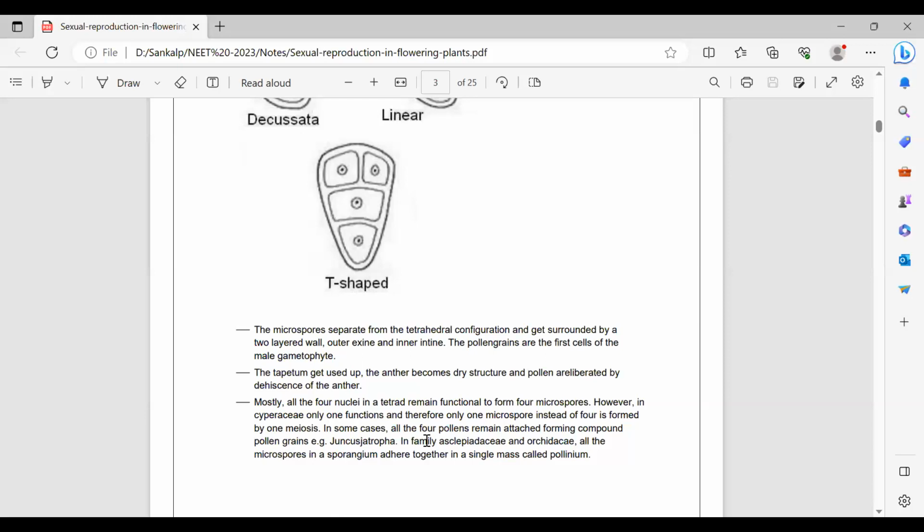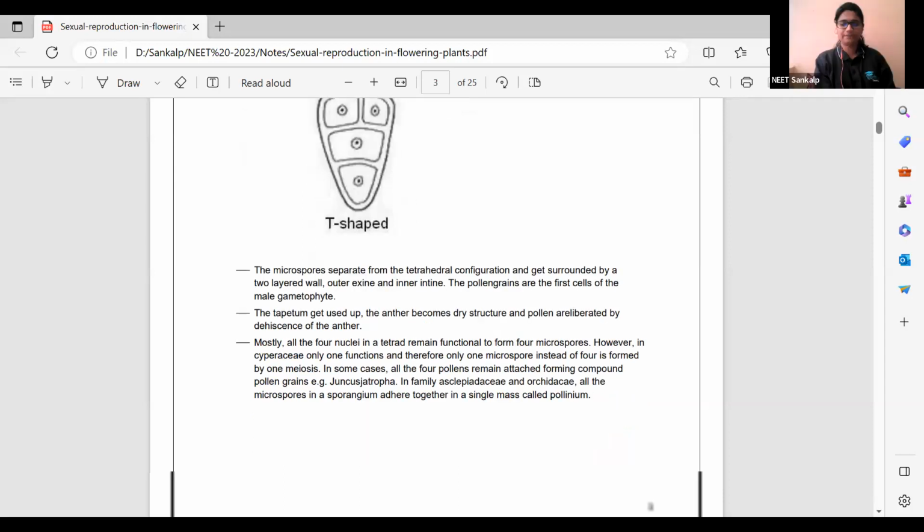All the microspores in a sporangium are together in a single mass called pollinium. Okay. Thank you.